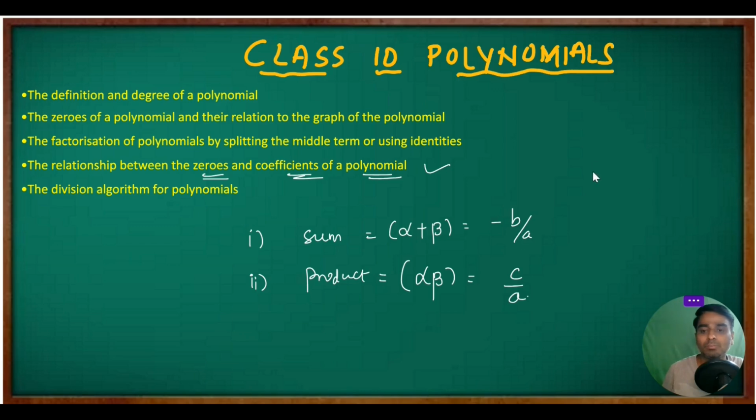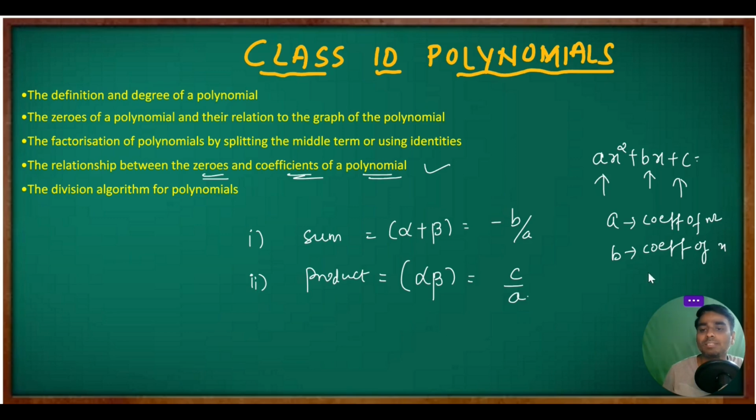Now, where do b by a and c by a come from? They come from the polynomial. Say you have a quadratic polynomial ax square plus bx plus c. So you have a here, b here, and c here. A is the coefficient of x square, b is the coefficient of x, and c is a constant.